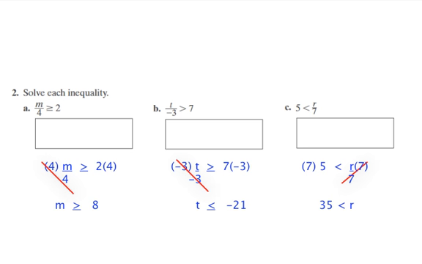For 2A, m is greater than or equal to 8. For 2B, t is less than or equal to negative 21. Remember, when you multiply or divide by a negative, you must change the sign of the inequality. For 2C, 35 is less than r.